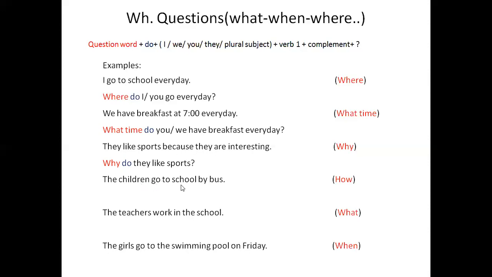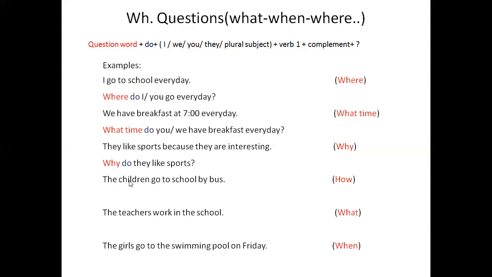The children go to school by bus. Use how. So we put the question word again, good, how, and we use the helping verb do because we have the verb without s. If you have the verb without s and you have a plural subject, some people say there is no plural here because we don't have s. Yes, because it is an irregular plural. The singular is a child.